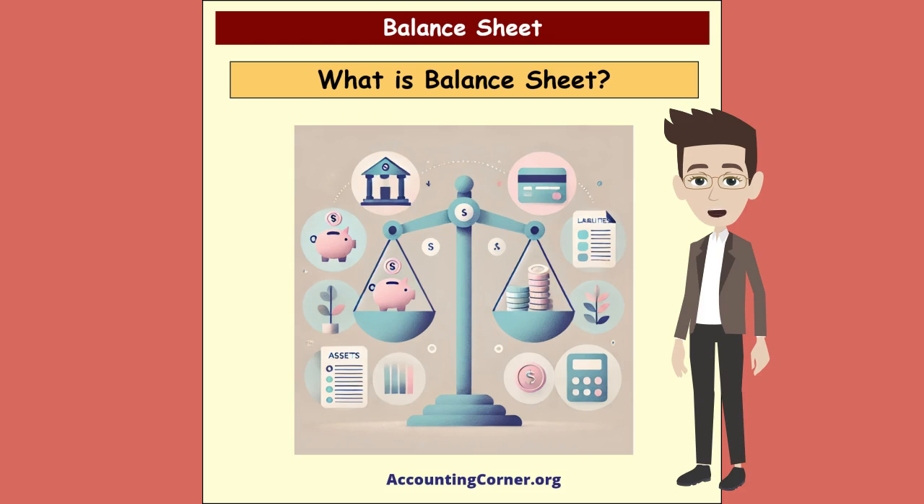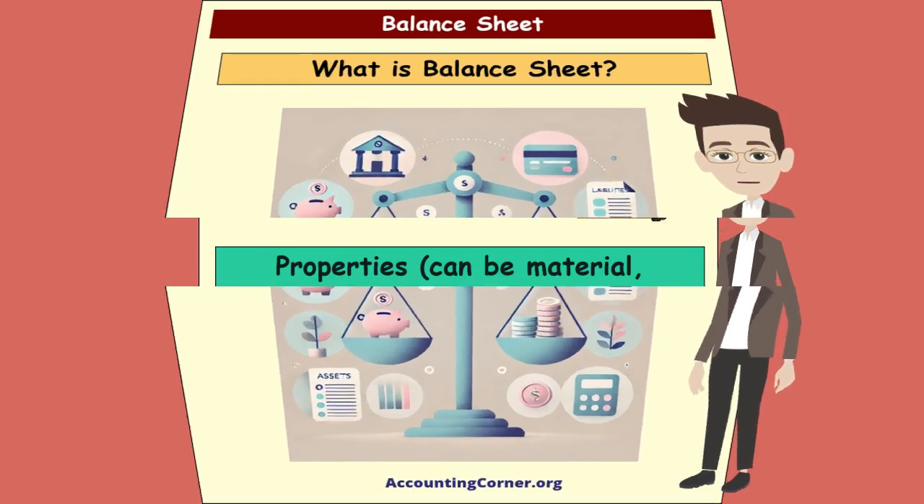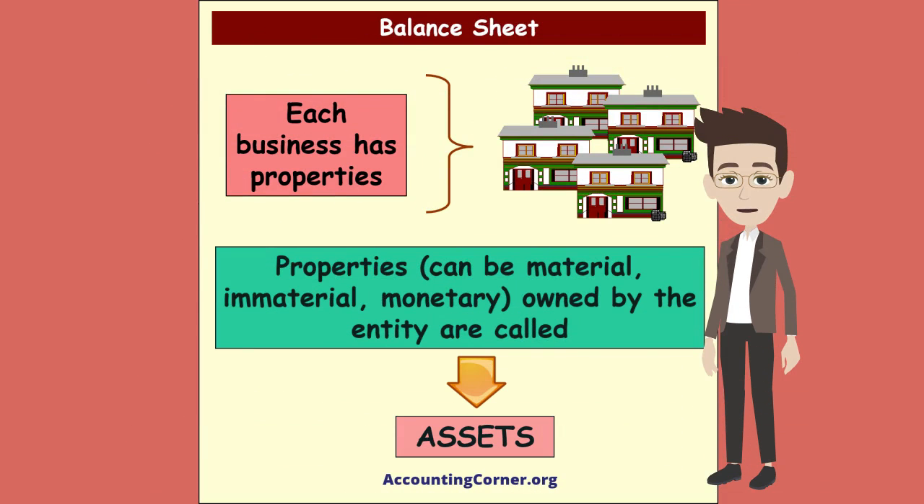In this video, let's explore what a balance sheet is. A balance sheet starts by outlining what a business owns. These resources, called assets, include everything from physical property like machinery, to intangible assets like intellectual property, and even financial assets like cash. Understanding assets is the first step to grasping how a company functions financially.